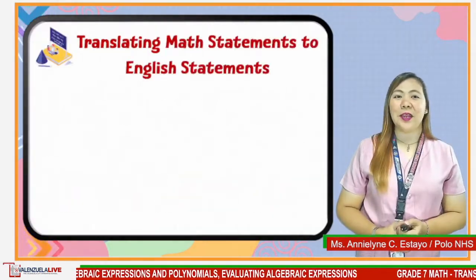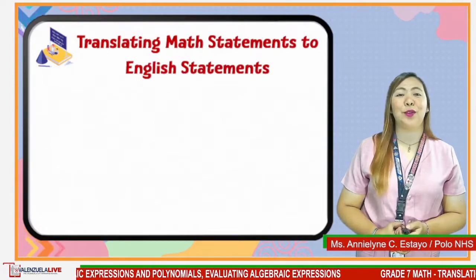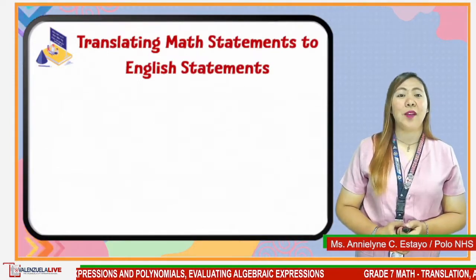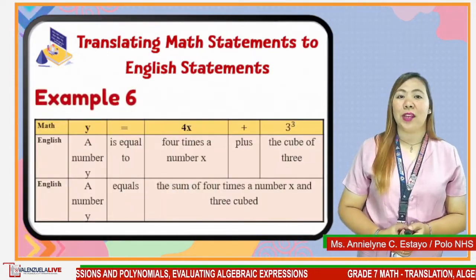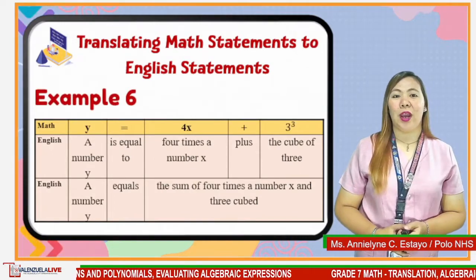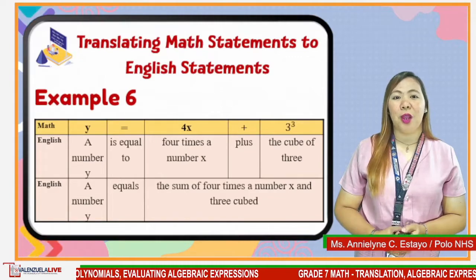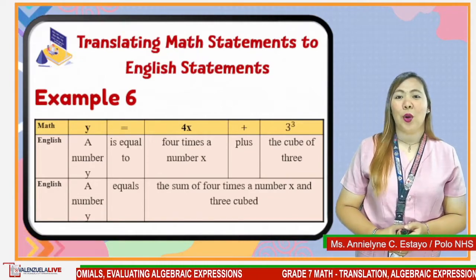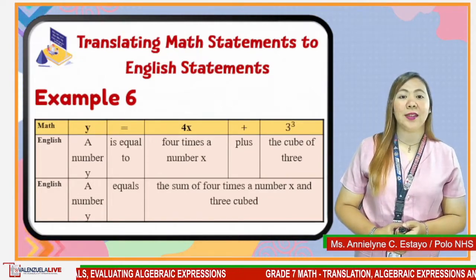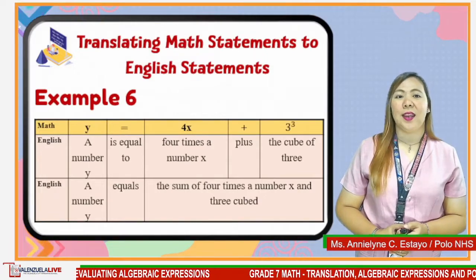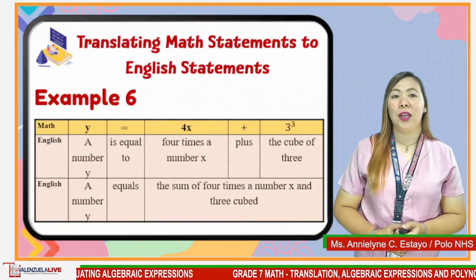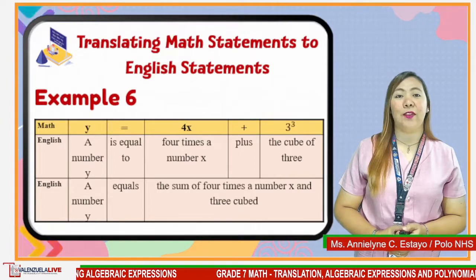In translating a mathematical statement into an English statement, we have several ways. For example, y is equal to 4 times a number x plus the cube of 3. Or the other way is: a number y equals the sum of 4 times a number x and 3 cubed.